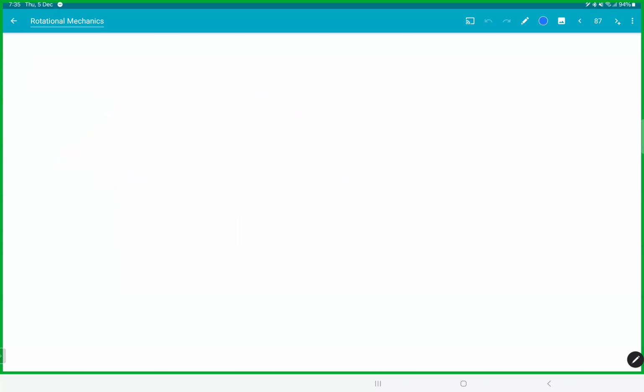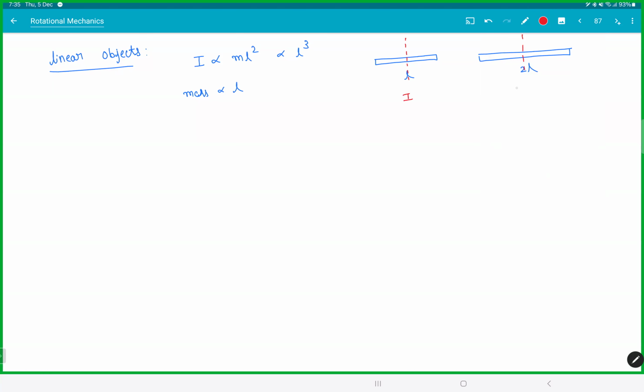No. Now, before that, let's say if you have linear objects, the moment of inertia I is proportional to the mass and the length square. But we know for linear objects, the mass is also proportional to L. So this will be proportional to L cube. What is the meaning of this? Suppose if I have a rod of length L, and if you take a rod of length 2L, you find moment of inertia about any axis. If you say this is I, this will be 8I.